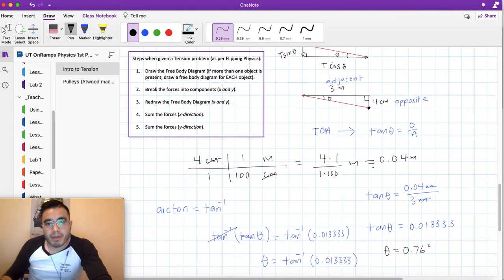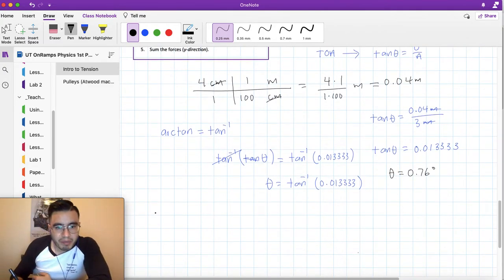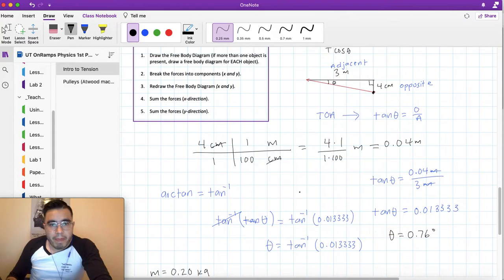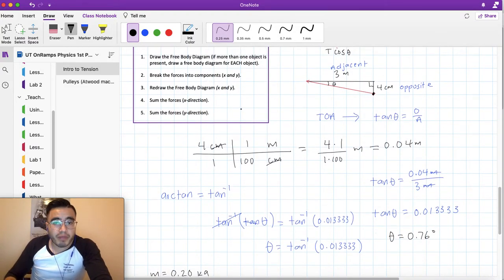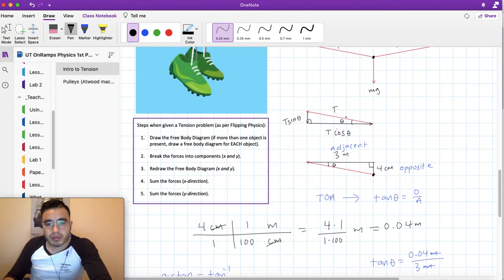Now we have theta. Let's write our given. We have the mass of the cleats, 0.20 kilograms. You have acceleration due to gravity, negative 9.8 meters per second squared. Theta is 0.76 degrees, and we're looking for tension T. Now, we already broke the forces into components. Now we have to redraw the free body diagram with X and Y components. So we have this one over here.